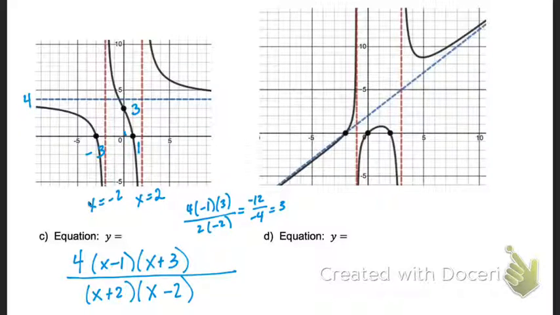So I did my vertical asymptotes first, my x-intercepts. I actually got that right. So VA, x-intercept, this is my horizontal asymptote. And then I checked my y-intercept by plugging in 0.